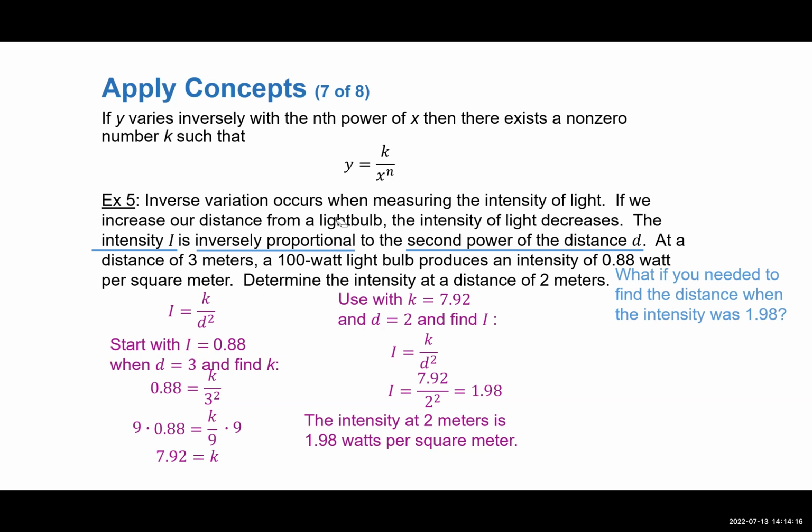Of course, we're going to play this what if game. What if they told us the intensity and asked us to then find the distance? Plug in what you know. So 1.98 equals 7.92 divided by D squared. And if you multiply both sides by D squared, then you can end up dividing by 1.98 and getting D squared equals 4, and then taking the square root of 4. Only the 2 makes sense because we're talking about a distance again, and distances are only positive measurements.